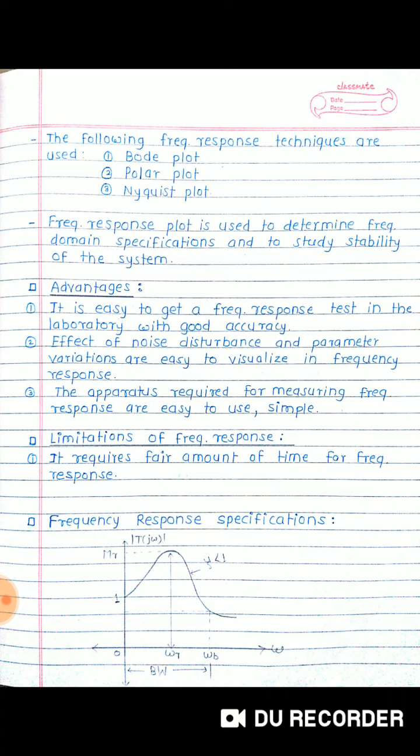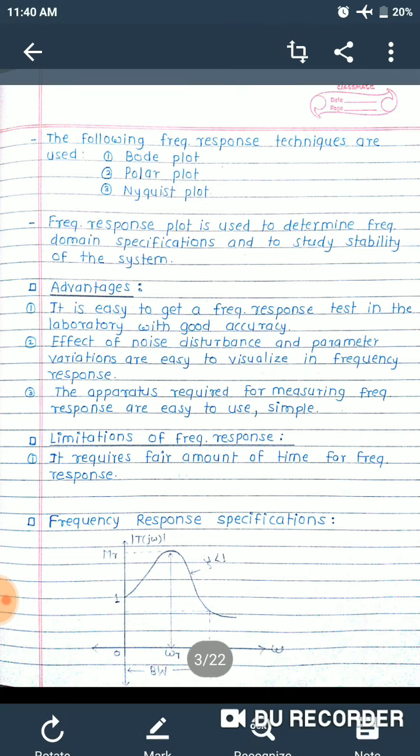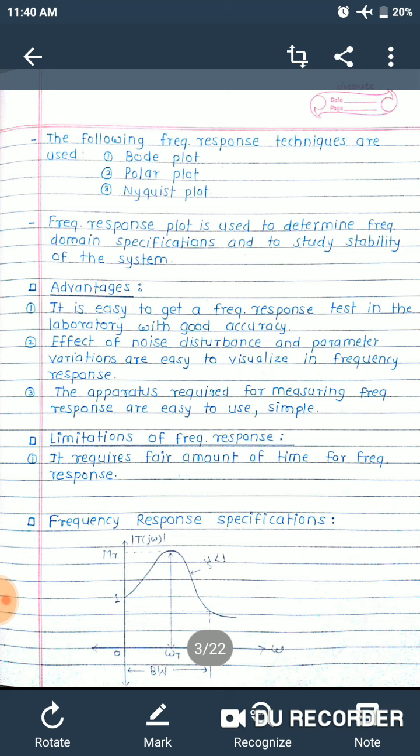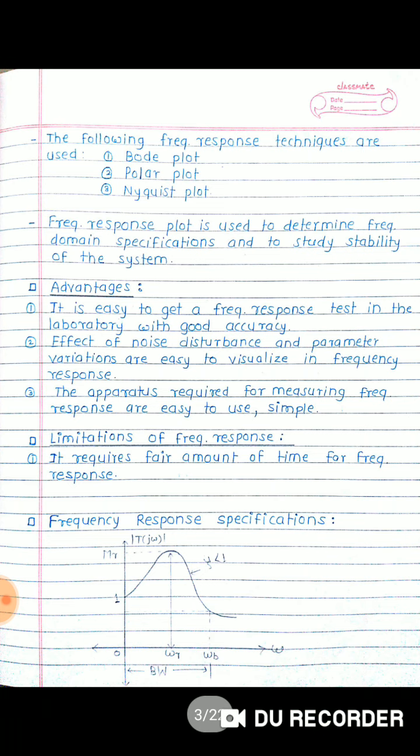Then what are the advantages of the frequency response techniques? The first advantage is that it is very easy to get the frequency response test in the laboratory with good accuracy. Second, the effects of noise, disturbance and parameter variations are easy to visualize in the frequency response. With the help of that it is easy to analyze the different parameters. Third, the apparatus required for measuring the frequency response is easy to use and simple. But there is one limitation: it requires a fair amount of time for drawing the frequency response.